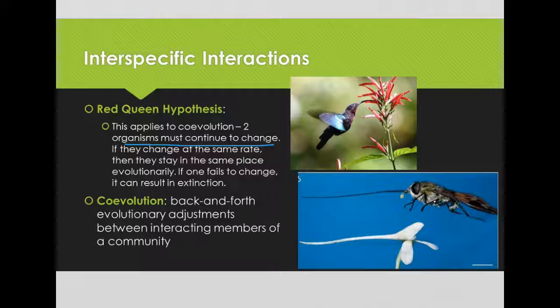Two organisms must continue to change. If they change at the exact same rate, they stay in the same place evolutionarily. They have the exact same relationship they did before. If one fails to change or one sort of outruns the other, it can result in the extinction of one of the organisms. Coevolution is the back and forth evolutionary adjustments between interacting members of a community. They evolve together.